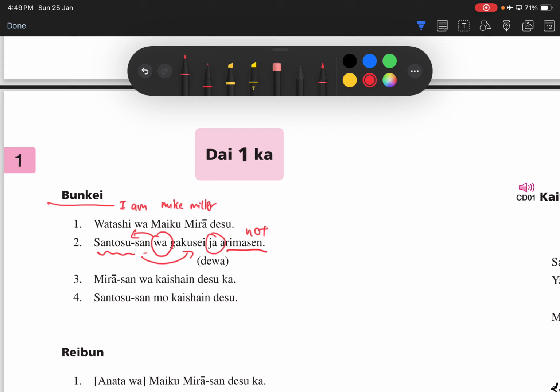Then number 3 is to ask a question. ミラさんは会社員ですか? So is he a student? So ka is just a question mark. You can ignore the ka and just replace it with a question mark if you like.